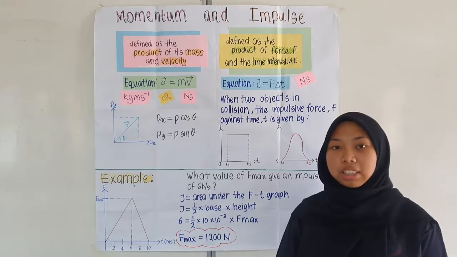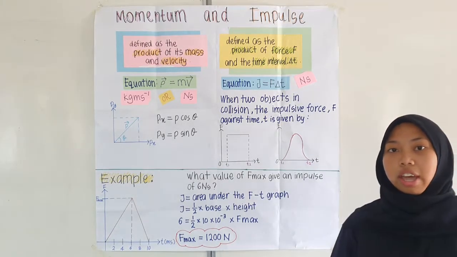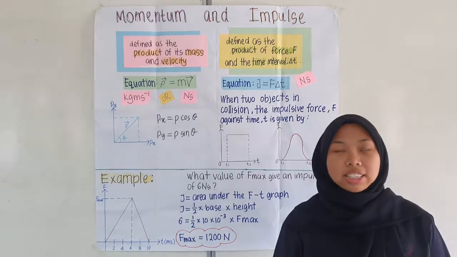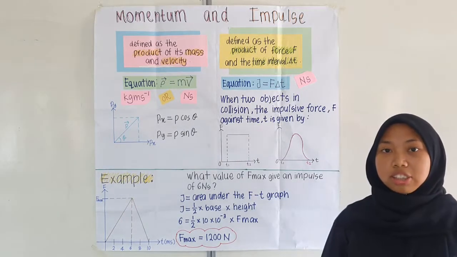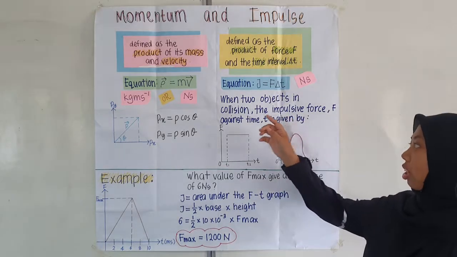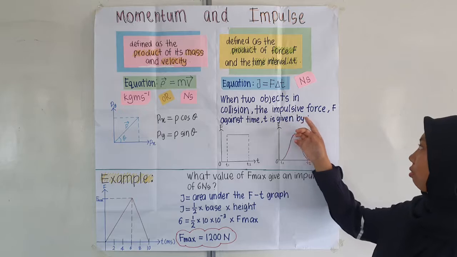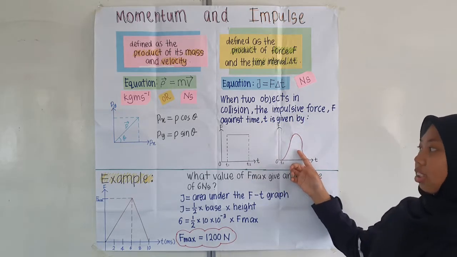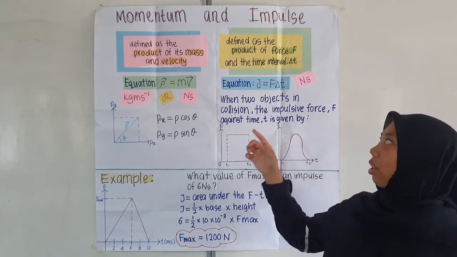Next, impulse is defined as the product of force F and the time interval delta t. The equation for impulse is J equal to F delta t. The SI unit for impulse is Newton second. When two objects are in collision, the impulsive force against time is given by this graph. So that's all for momentum and impulse.